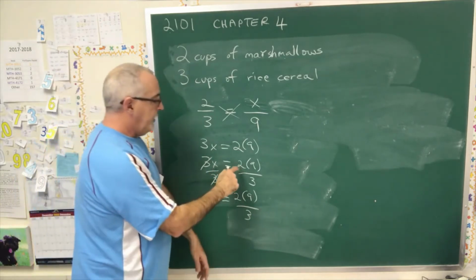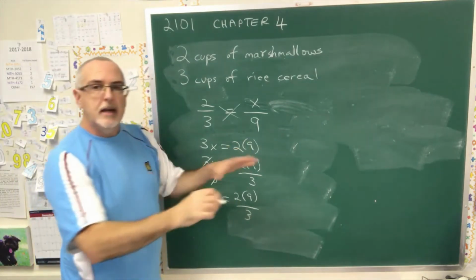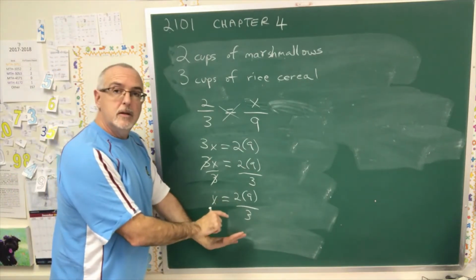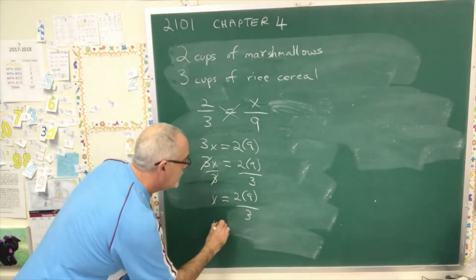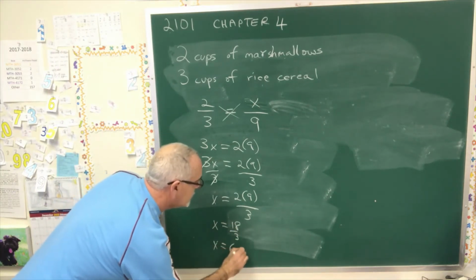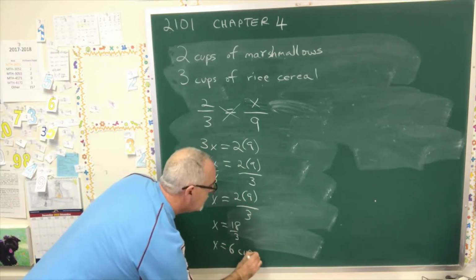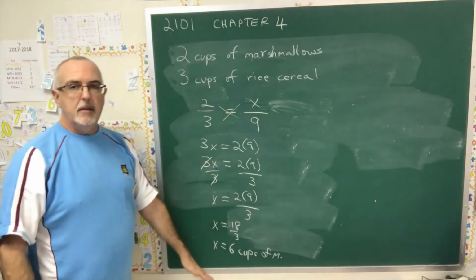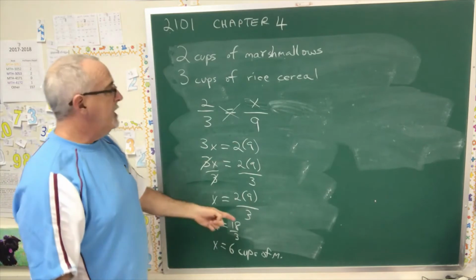So I could have simplified this on the way. I could have said, oh, 2 times 9 is 18. But this time I chose to just isolate the variable first. And then I simplify. 2 times 9 is 18, so we have 18 over 3, which is 6 cups of marshmallows. We have the same answer. We have the right answer. We knew we were going to get that answer.